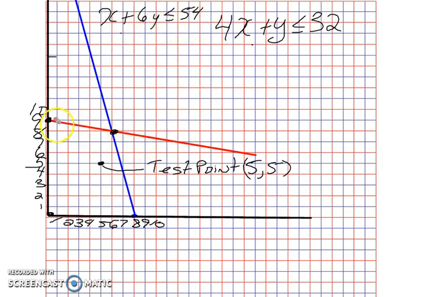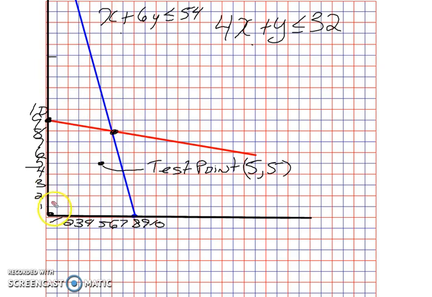That graphs very nicely here, represented by the red line. And these lines keep going indefinitely. I just made it smaller so it was a little easier to see. And then we have 4X plus Y is less than or equal to 32. When I graph that out, it's represented by the blue line.